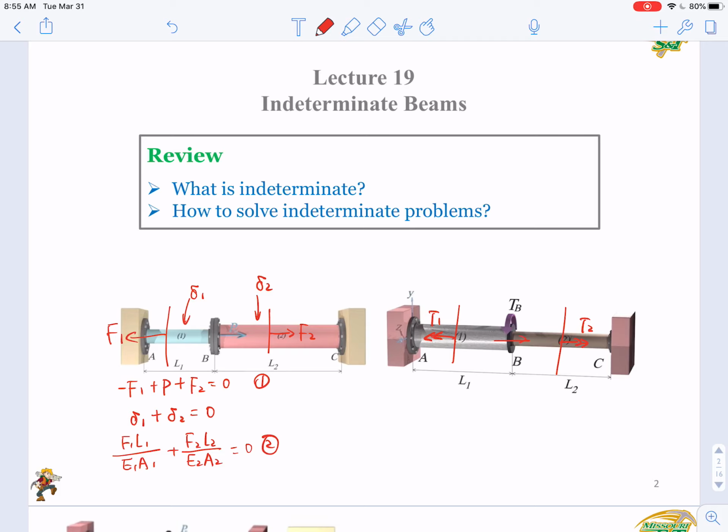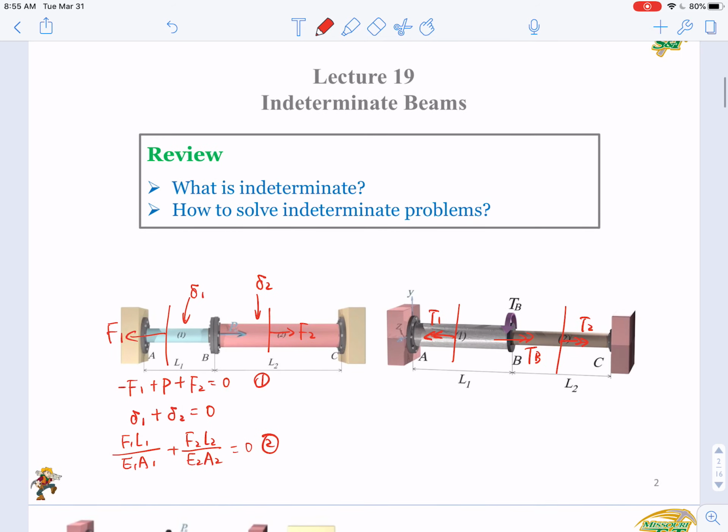So here you have TB, right? So the equilibrium equation can be T1 minus T1 plus TB plus T2 equals 0. So similar to this situation, you have one equilibrium equation, but two unknowns. You can't solve it. Then we need to turn to the compatibility conditions.